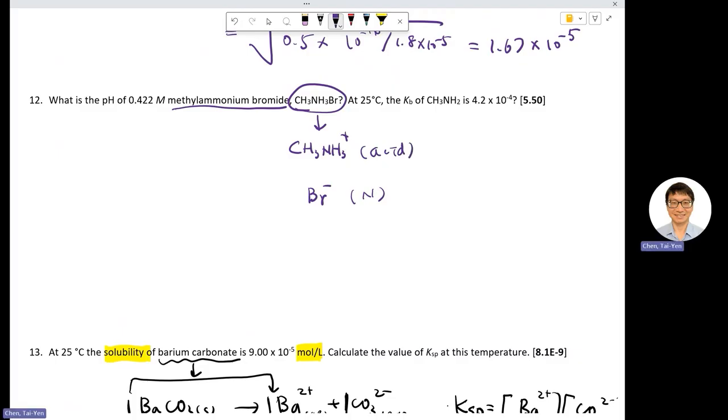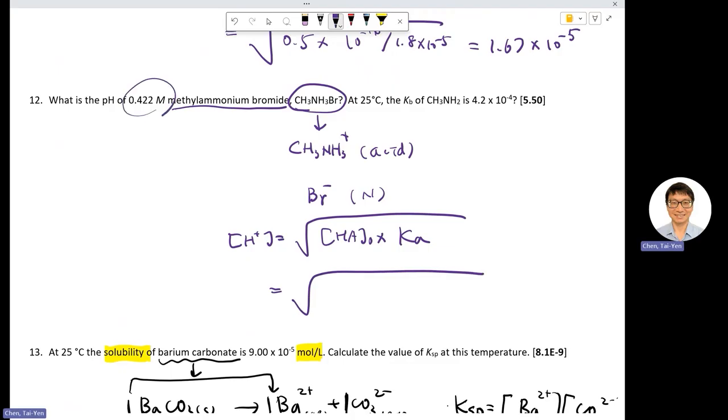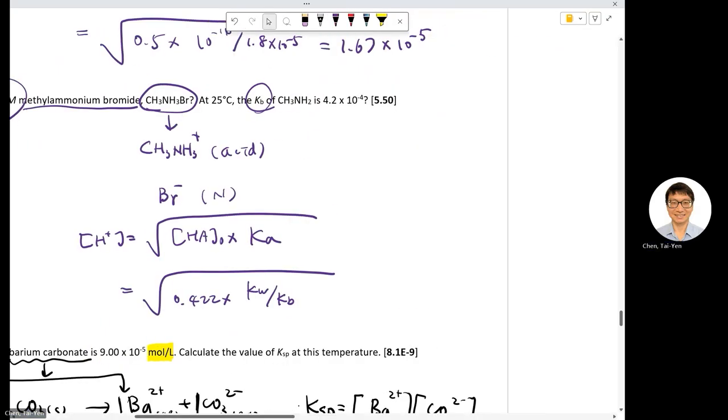Okay, since I have a weak acid solution, proton concentration equals the weak acid concentration times your Ka. Okay, weak acid concentration is 0.422. Ka, again, you don't have Ka, right? You have Kb in this case. Therefore, Kw over your Kb. Okay, so once you do that, you are going to get a value of 3.17 times 10 to the negative 6.